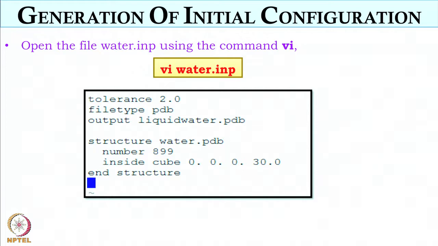You have to have a tolerance, you have to define the minimum distance between two atoms or molecules, you have to define the file type, and you have to give an output file name. What is the meaning of tolerance 2 here? Tolerance 2 means the distance between two molecules should be at least 2 angstrom. That is user defined.